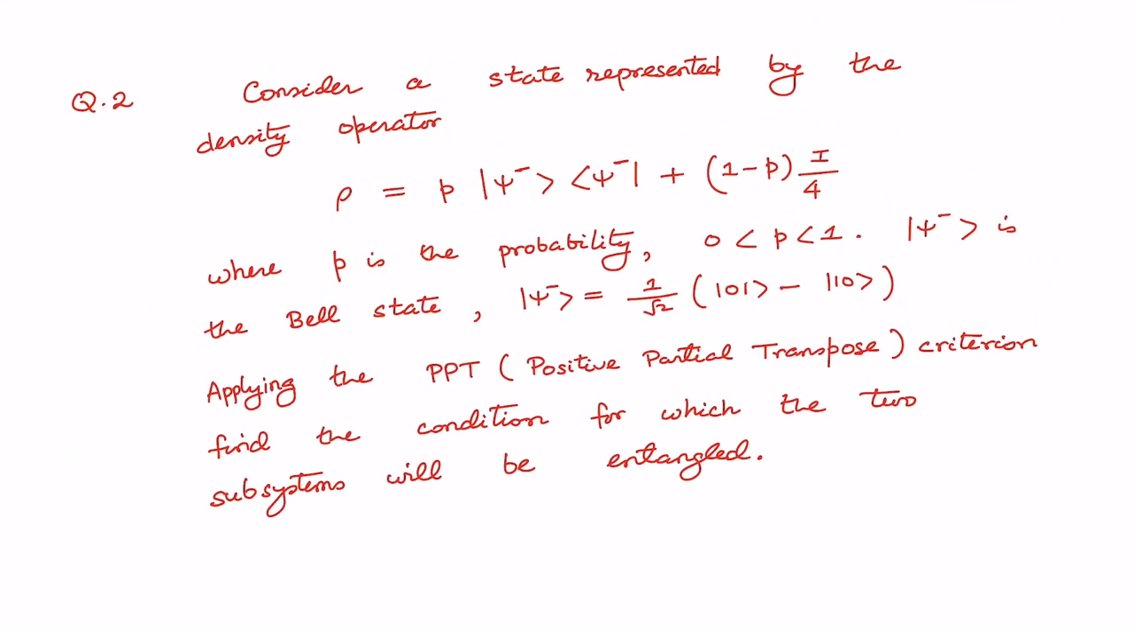Alright. Now let us work out this problem. Consider a state represented by the density operator rho is equal to p |psi minus><psi minus| plus (1 minus p) I by 4, where I is the identity matrix and p is the probability, so it has to lie between 0 and 1. |psi minus> is the Bell state, which is given as 1 by root 2 (|01> minus |10>). Applying the PPT, that is the positive partial transpose criterion, which is also known as Peres-Horodecki criterion, you are asked to find the condition for which the two subsystems will be entangled.